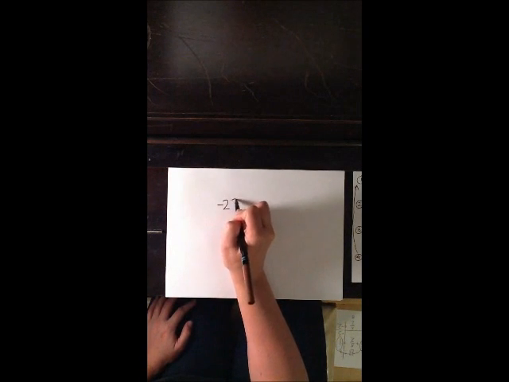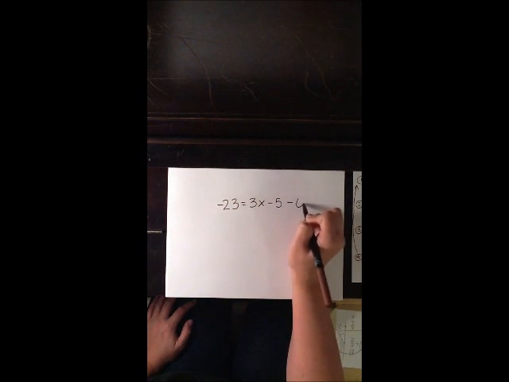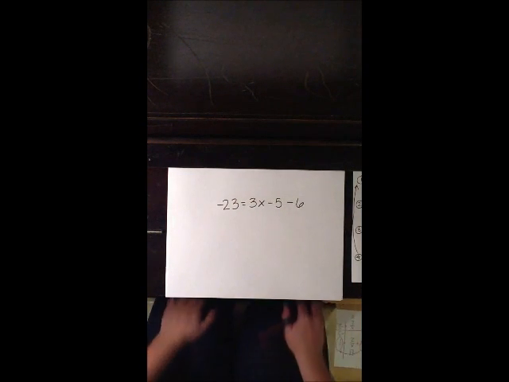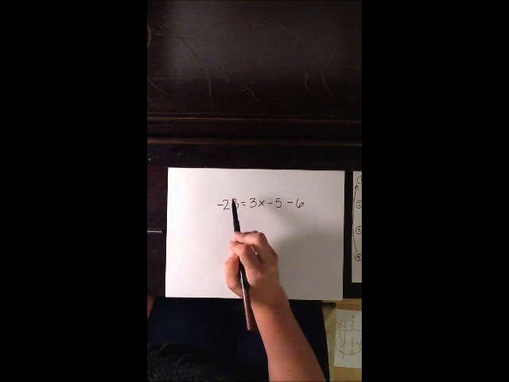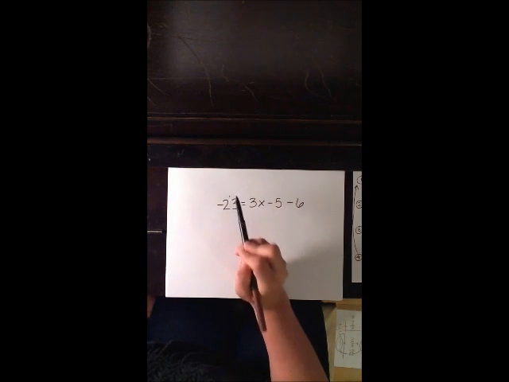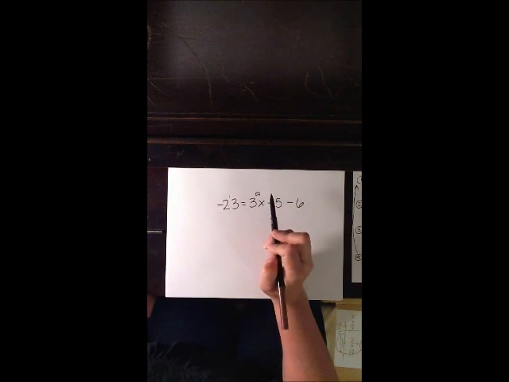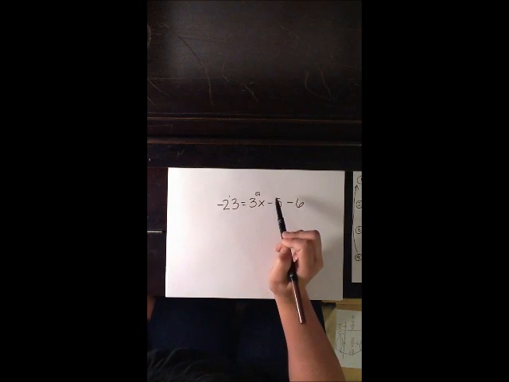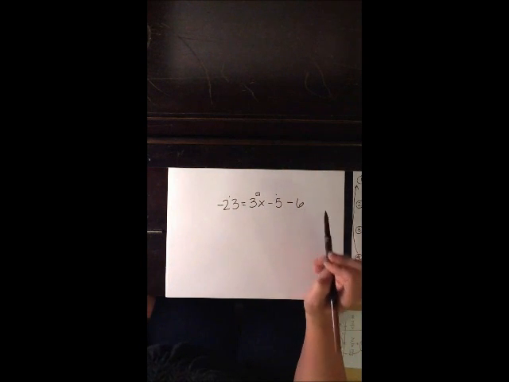Look at number 4. Number 4 says negative 23 equals 3x minus 5 minus 6. I'm going to continue to ask the cherries or boxes questions, but that's not something you actually have to do on your worksheet unless you find that it really helps you, in which case, knock yourself out. Negative 23, boxes or cherries? Cherries. 3x, boxes or cherries? Boxes. Negative 5, boxes or cherries? Cherries. Negative 6, boxes or cherries? Cherries.